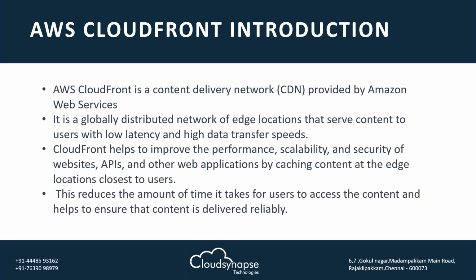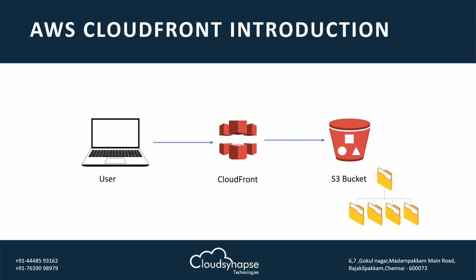In that case, we can create this distribution, and the very first time it will get the data and create the cache. From the second time onwards, the content will come from the edge locations, so it will be faster. It need not travel from the server.